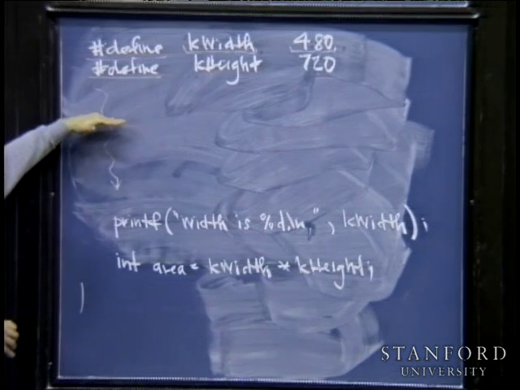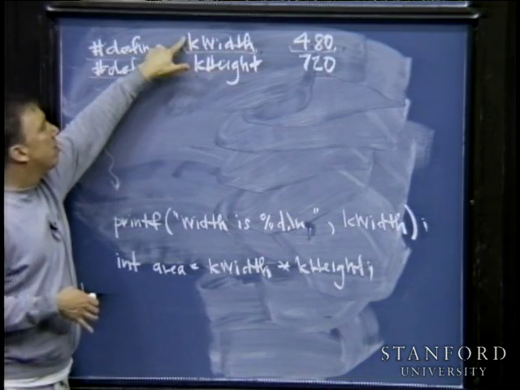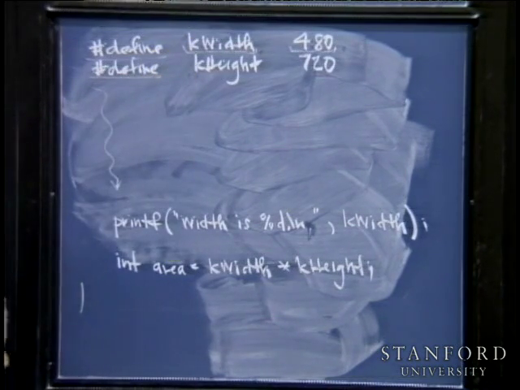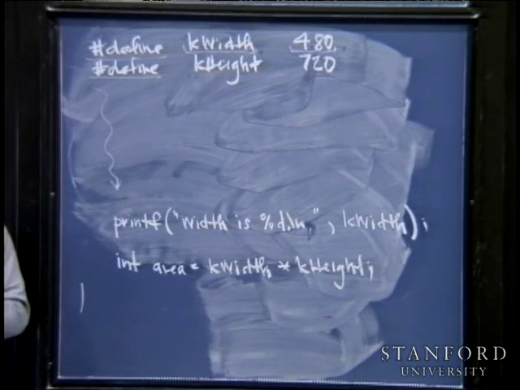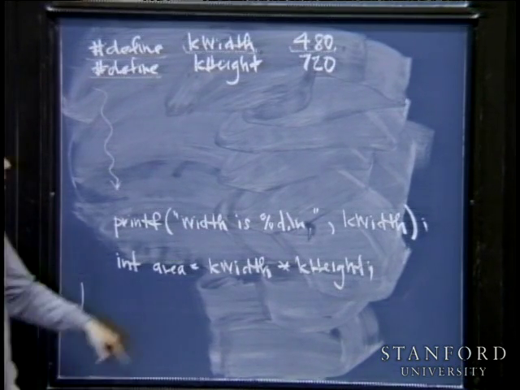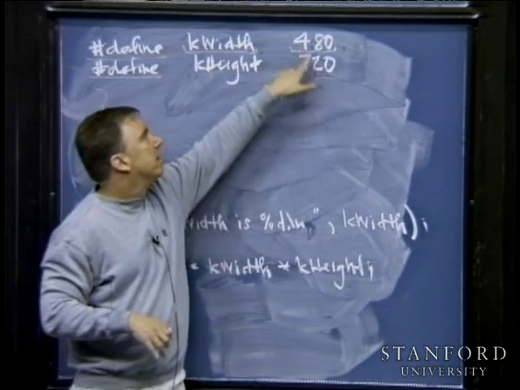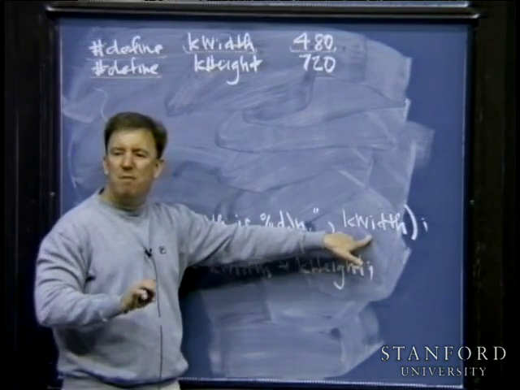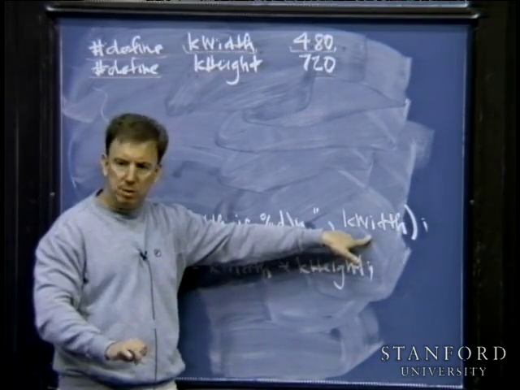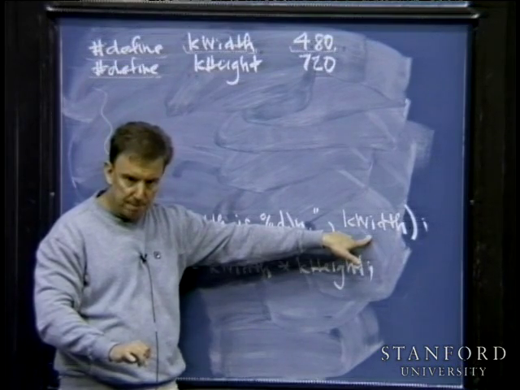And as the preprocessor continues to read, every time it finds either that or that in your code, the one exception being inside a string constant, but everywhere else, it says, okay, well, when I see that, they really meant that number right there. So it lays down 480 as if you typed it there explicitly. Does that make sense? Okay.